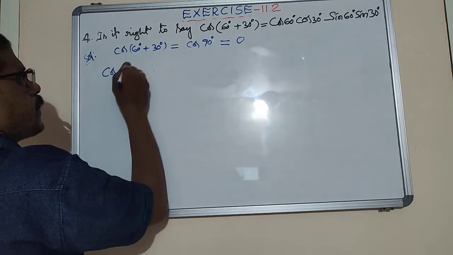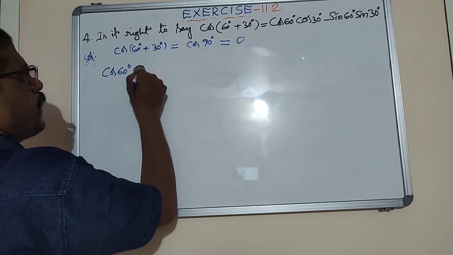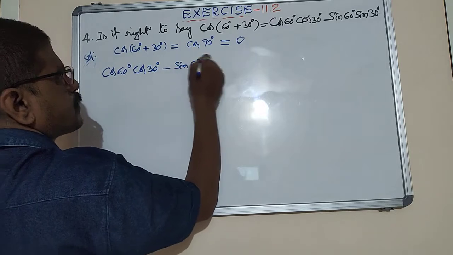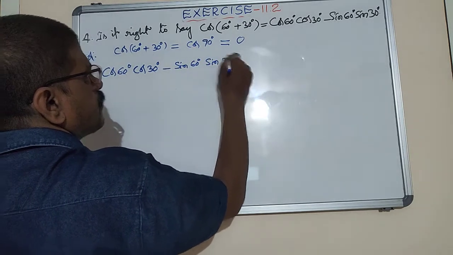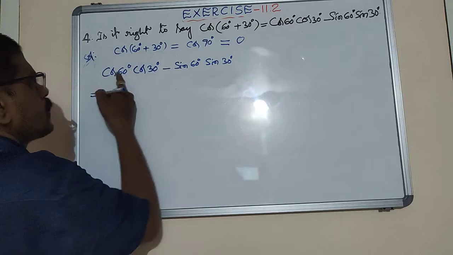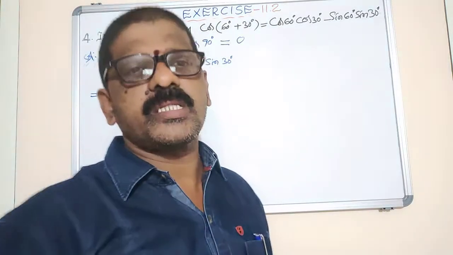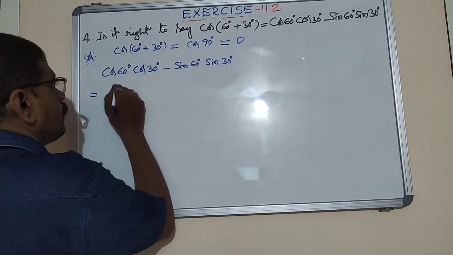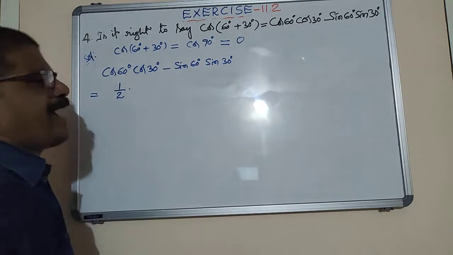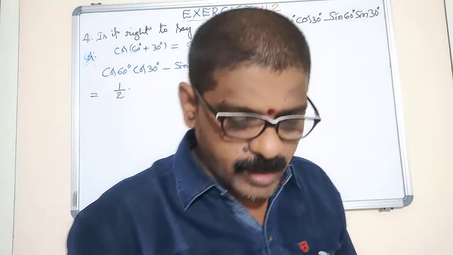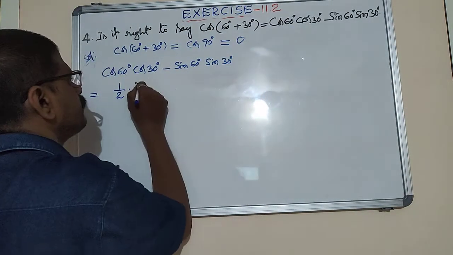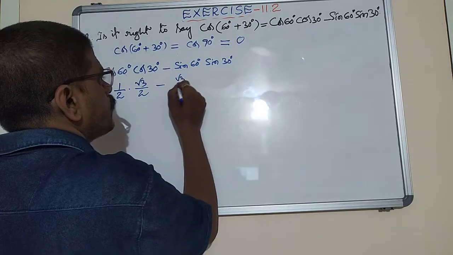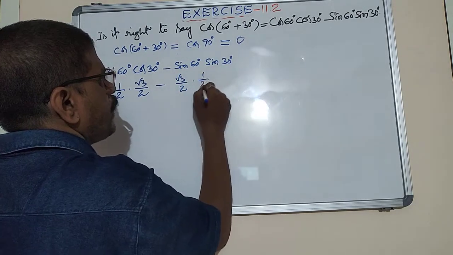Cos 60 degrees cos 30 degrees minus sin 60 degrees sin 30 degrees. Okay. Now that is equal to, what is the value of cos 60? Cos 60 degrees is 1 by 2 into the value of cos 30. Cos 30 value is root 3 by 2, minus the value of sin 60 is root 3 by 2 into sin 30 value is 1 by 2.